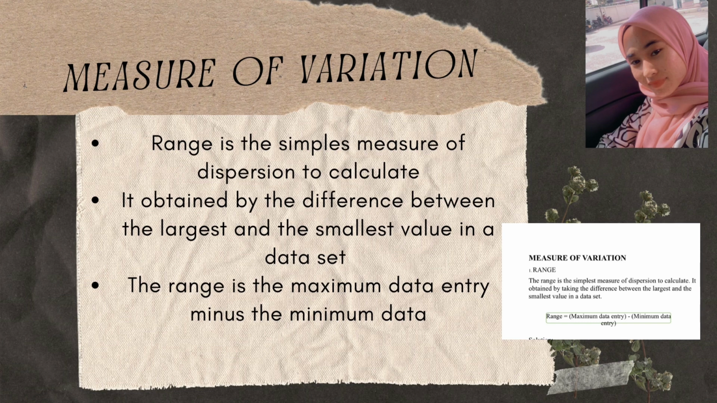Today I would like to present about measure of variation. The meaning of range is the simplest measure of dispersion to calculate. It is obtained by taking the difference between the largest and smallest value in a data set. Before looking for variance and standard deviation, we must find the range, which is the maximum data entry minus the minimum data entry, so the answer for range is about 160.